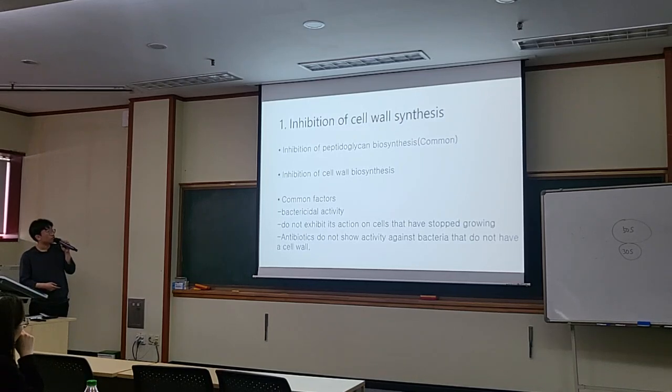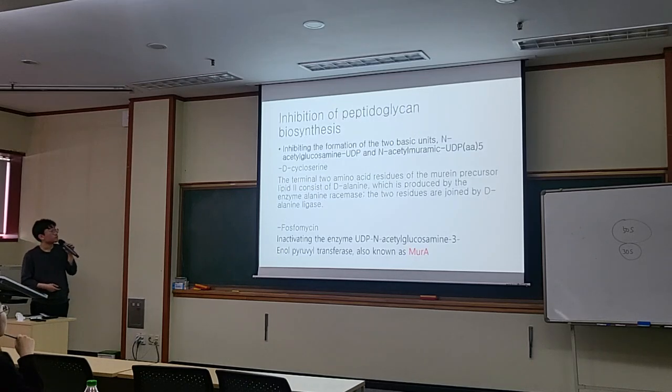And the cell wall synthesis inhibition has common factors, which has bactericidal activity, and inhibitors do not exhibit their actions on cells that have stopped growing. And antibiotics do not show activity against bacteria that do not have a cell wall. And there are three types of inhibition. First is inhibition of peptidoglycan biosynthesis, and the examples are D-cycloserine and phosphomycin.